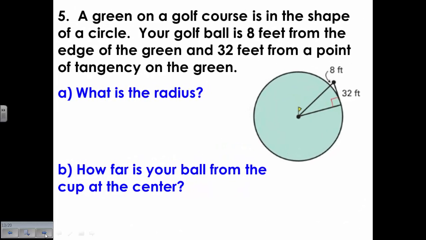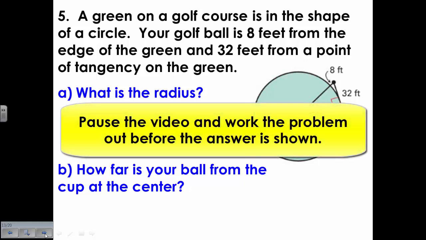Copy this example down. A green on a golf course is in the shape of a circle. Your golf ball is 8 feet from the edge of the green and 32 feet from a point of tangency on the green. What's the radius? So here's another problem where that radius is missing. So one of the legs is the r squared, 32 is the other leg. R plus 8 would be the hypotenuse. You're going to have to square that r plus 8 squared. See if you can work this out and figure out the answer to these two questions.